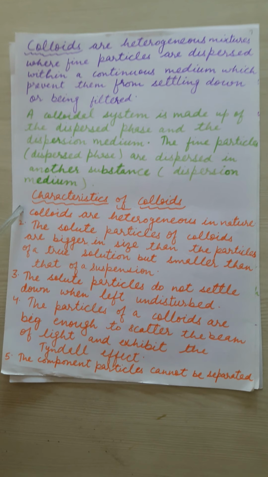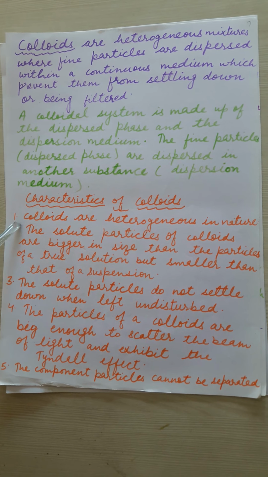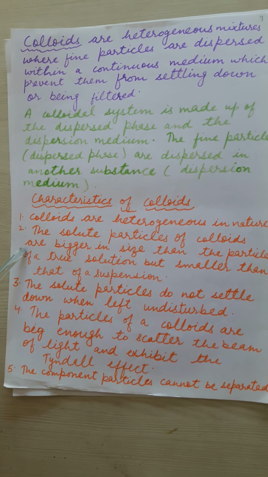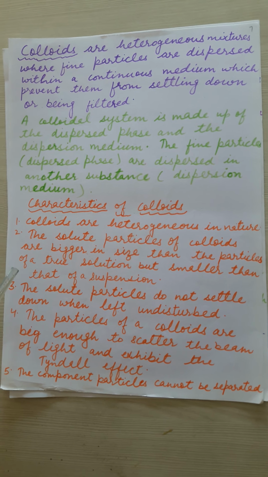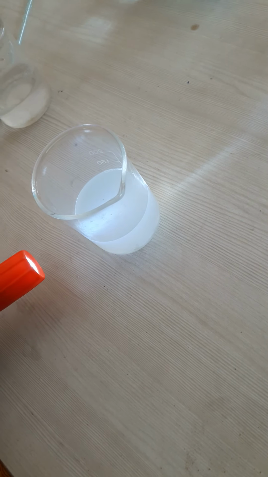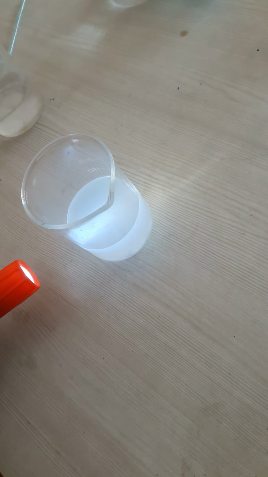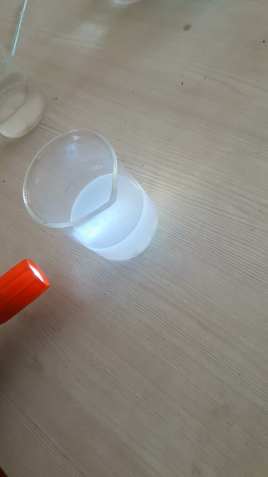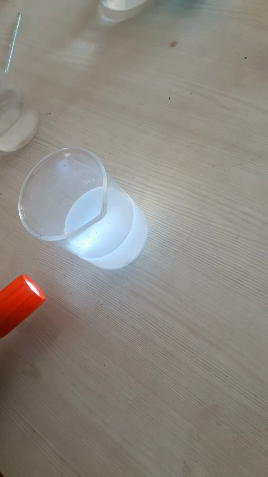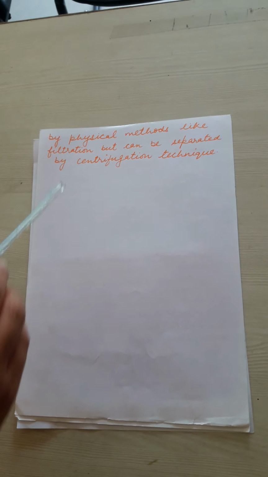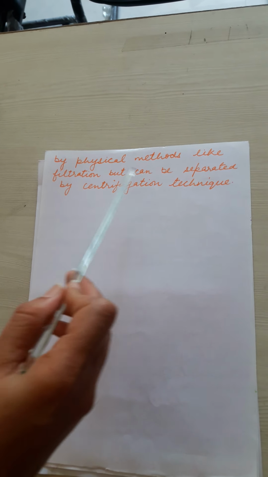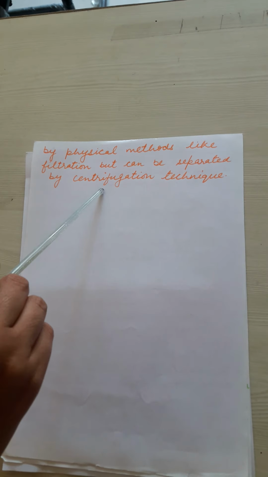Now, characteristics of colloids. Colloids are heterogeneous in nature. The solute particles of colloids are bigger in size than the particles of a true solution but smaller than that of suspension. The particles of colloids are big enough to scatter the beam of light and exhibit the Tyndall effect. You can see the light passing through the colloidal solution of milk. The components of colloids are not separated by physical methods like filtration but can be separated by the centrifugation technique.